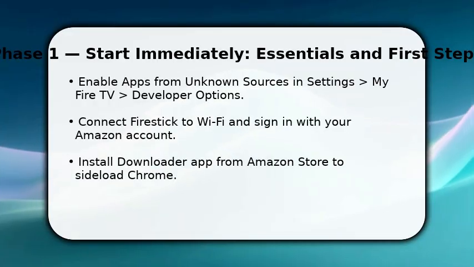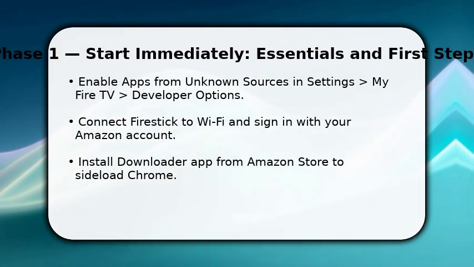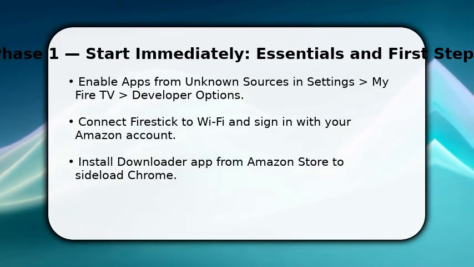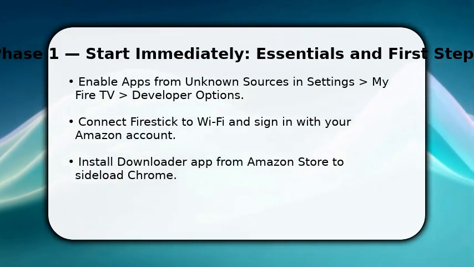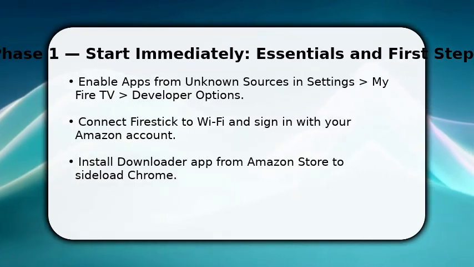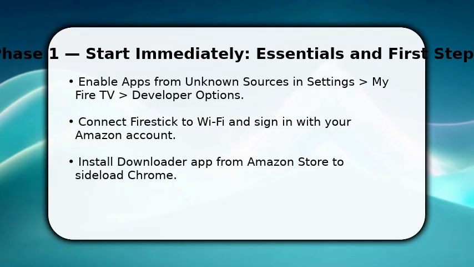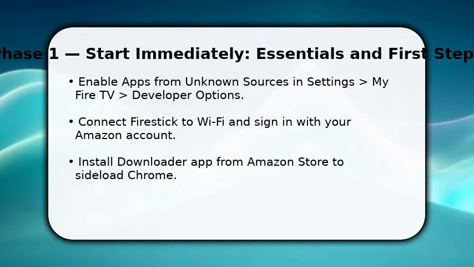You start by unlocking the Firestick so it can accept apps that aren't in the store. Go to My Fire TV, open developer options, and enable apps from unknown sources. This lets Downloader install packages. Once done, make sure your Firestick is on the same Wi-Fi as your phone or PC for file transfer options, and install the Downloader app now.